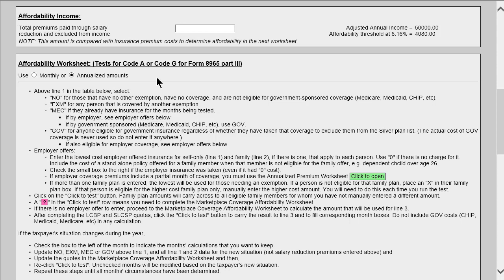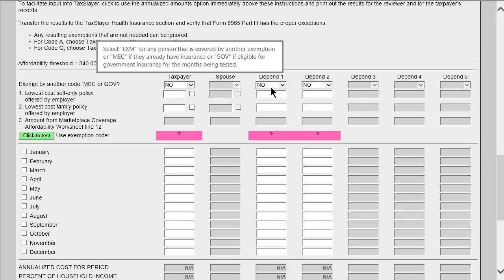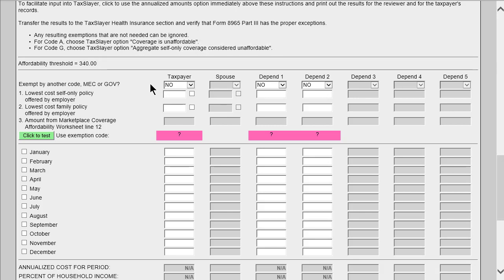But since most employers and most of the places we have to go and find out what the bronze and silver plans cost use the monthly rates, I generally like to use the monthly option for this worksheet. What this worksheet is going to do, it's going to take a look at what the taxpayer situation is in terms of whether they have insurance, what kind of insurance, and so on. Talk more about that in a minute.